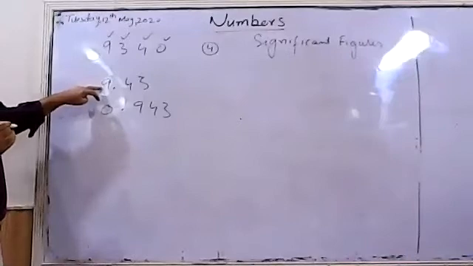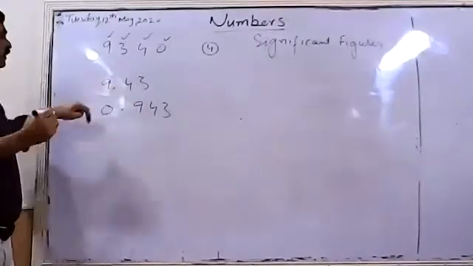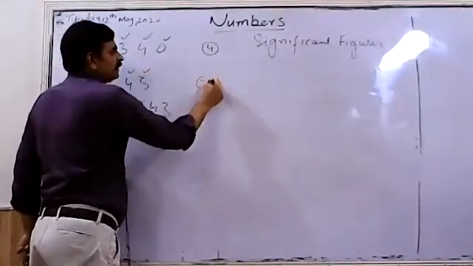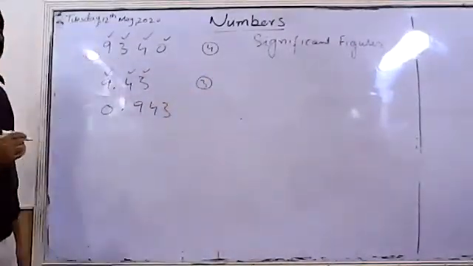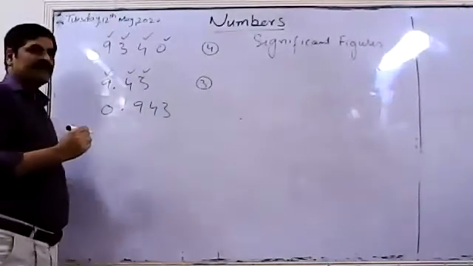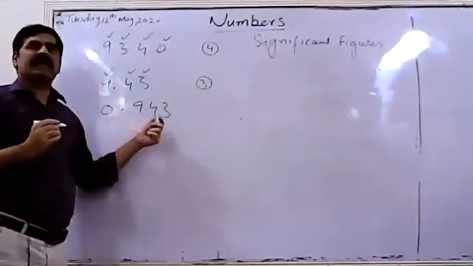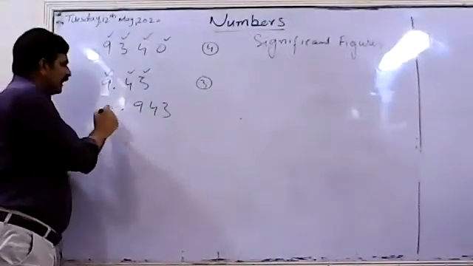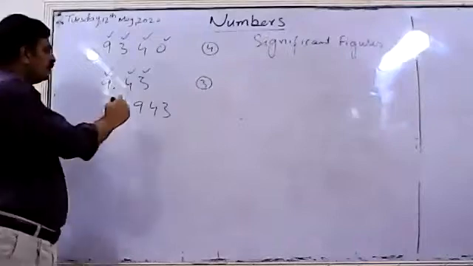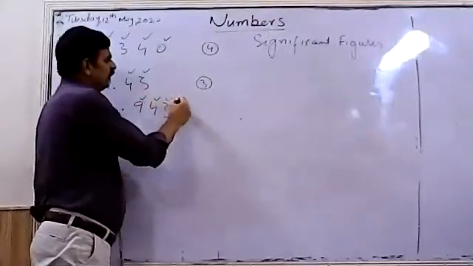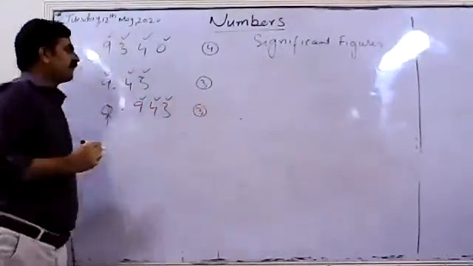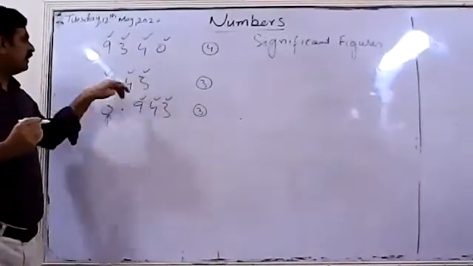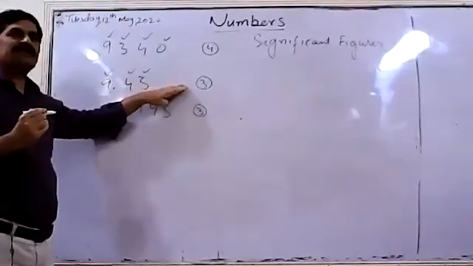The second value that is written is 9.43. 1, 2, 3. There are 3 significant figures in this value. If we talk about the last one, that is written 0.943. If 0 comes at the start, we will not count it. So the first number is 1, 2, 3. These are 3 significant figures. This value has 3 significant figures. 9.43 again has 3 significant figures.